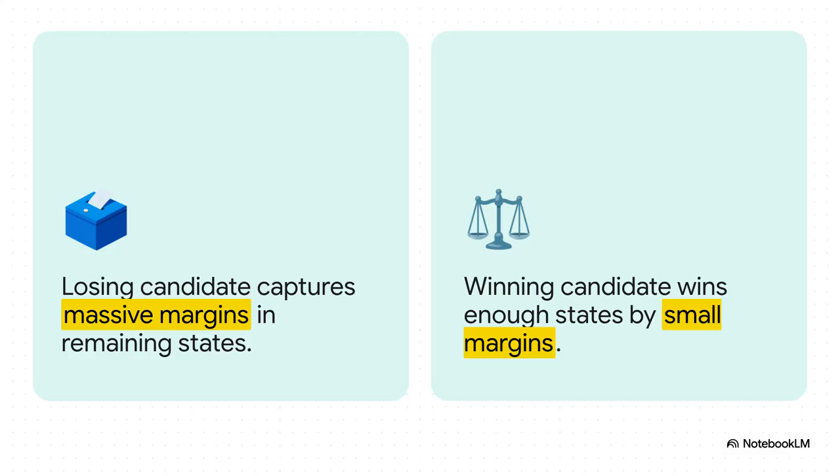Well, the winner of the Electoral College might have won their states and collected those electoral votes by razor-thin margins, just enough states with just enough votes. Meanwhile, the losing candidate might have captured massive voter margins in the remaining states. So those extra, essentially wasted votes in a few states skew the national total over 50%, while still leaving them short of an Electoral College victory. It's like a giant puzzle where some pieces just carry way more weight.